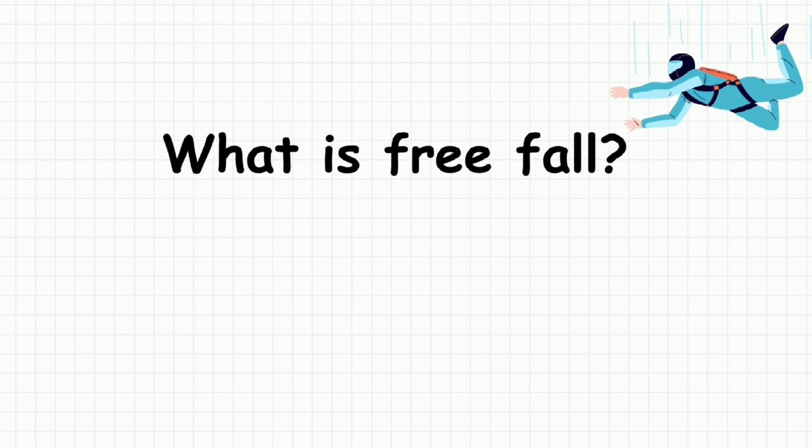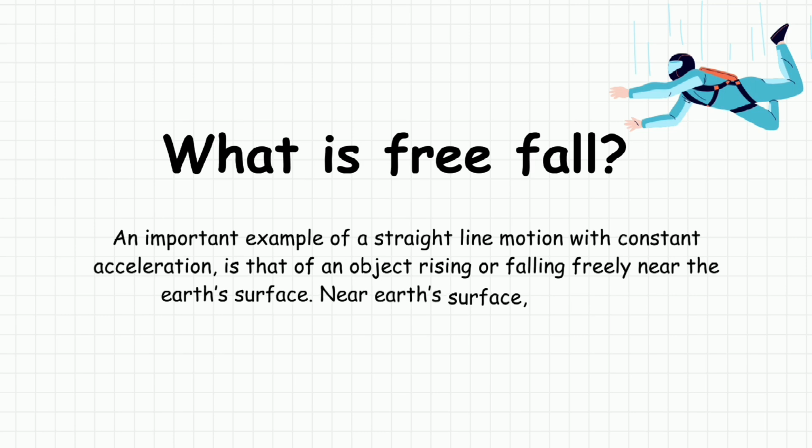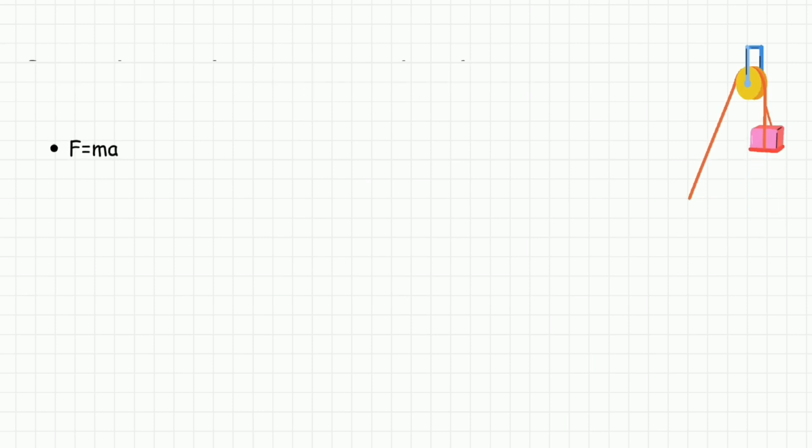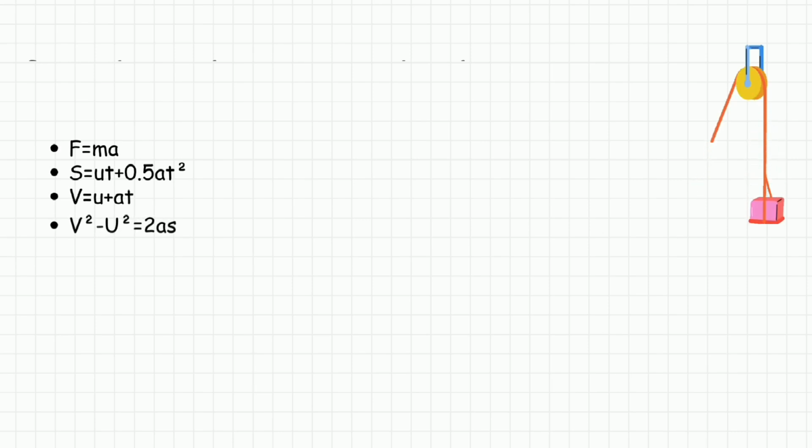What is free fall? An important example of a straight-line motion with constant acceleration is that of an object rising or falling freely near the Earth's surface. Near Earth's surface, g equals 9.8 m/s². Formulas for obtaining acceleration: F equals ma. S equals ut plus 0.5 at². V equals u plus at. V² minus u² equals 2as. d²x/dt² equals dv/dt equals a.